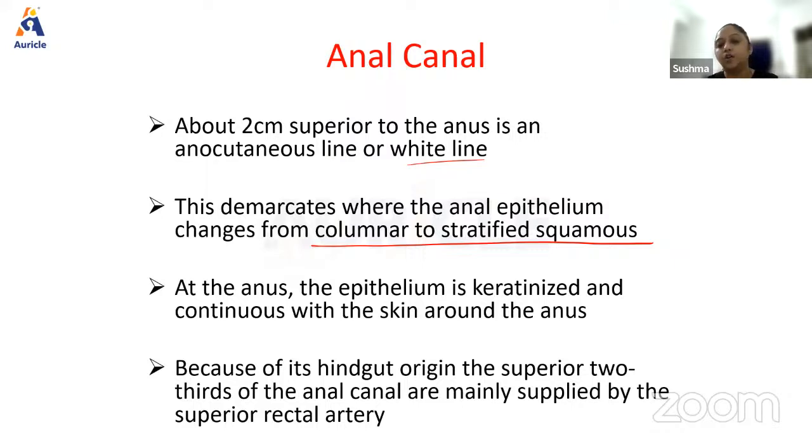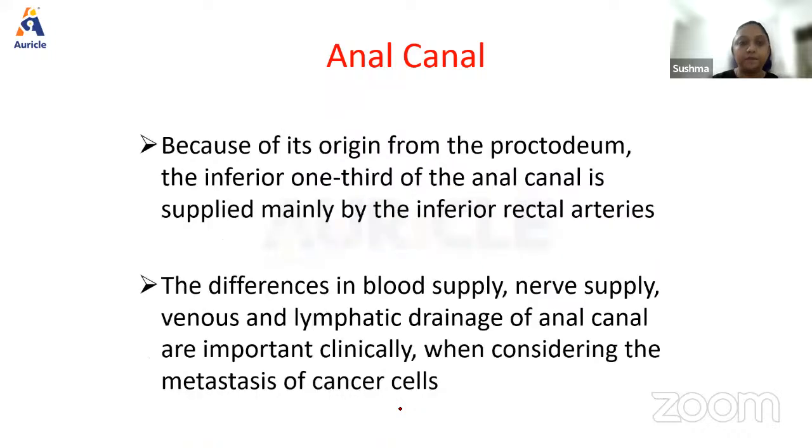Because of its hindgut origin, the superior 2/3 of the anal canal are mainly supplied by the superior rectal artery. The inferior 1/3 is mainly supplied by the inferior rectal arteries.